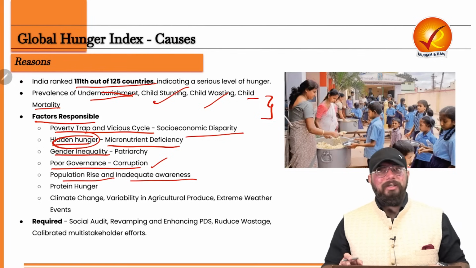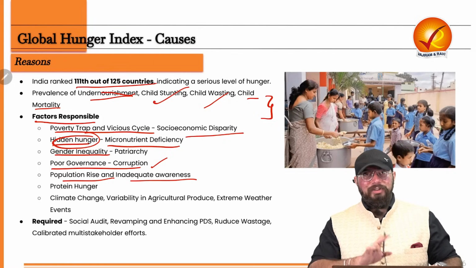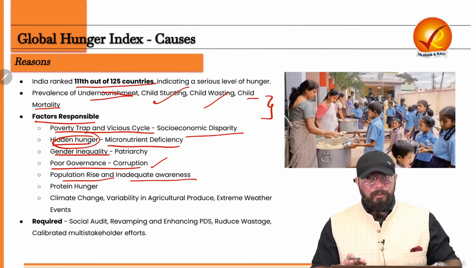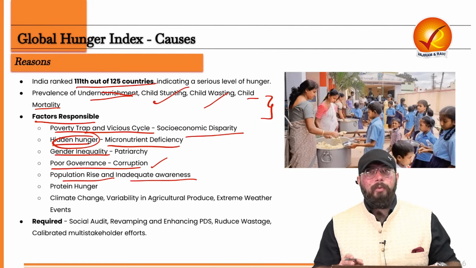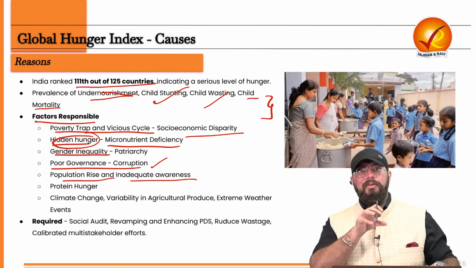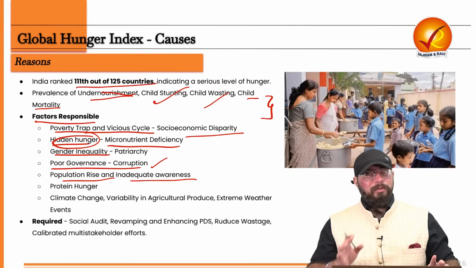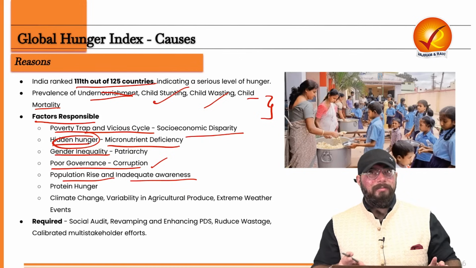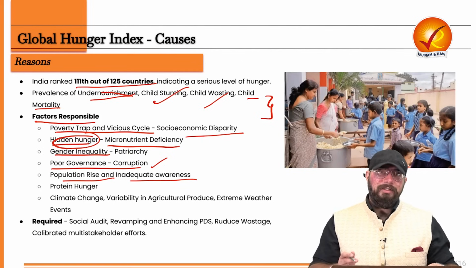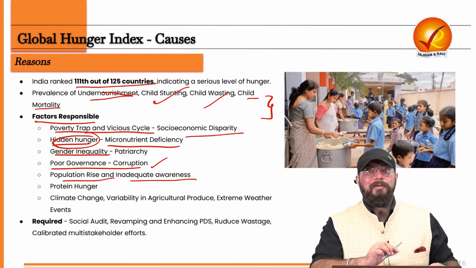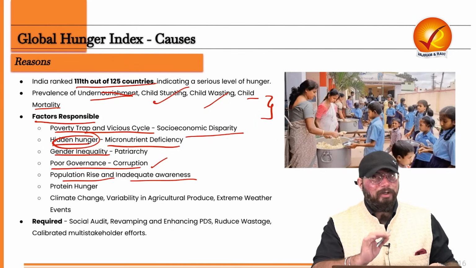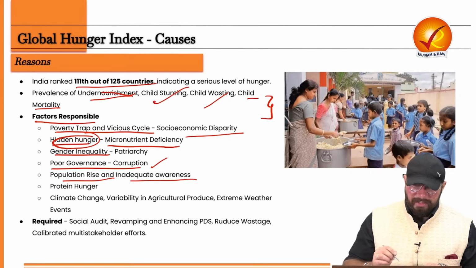Population rise, inadequate awareness. Now, population rise in our country is exponential, right? We are close to 1.4 billion, right? And inadequate awareness. See, resources in our country are limited, but since the population is very high, that becomes a challenge. It again increases the hunger problem, and there is a lack of awareness because education standards are poor. That is why there is lack of awareness among a section of the population as well.